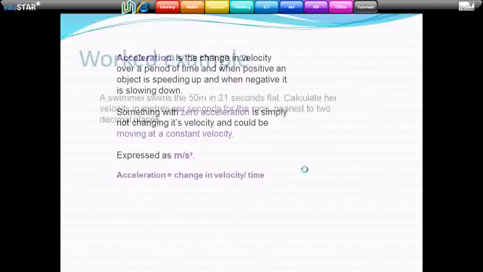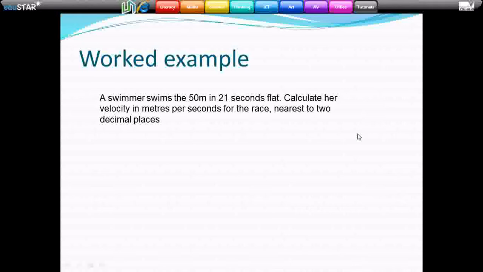So what we're going to do now is go through a few worked examples. Then you're going to do some activities to calculate velocity and acceleration.